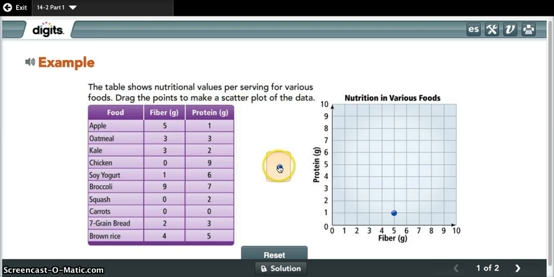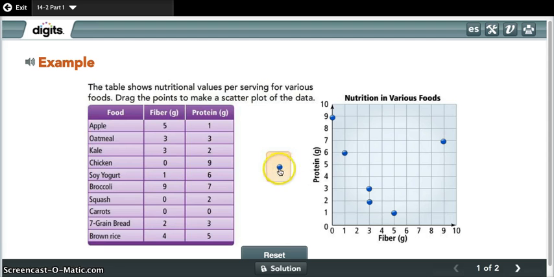Oatmeal is 3, 3. Kale: fiber is 3, protein is 2. Chicken: fiber is 0, protein is 9. When you're doing scatter plots, don't be afraid if you get one that's crazy off the regular chart. That's totally fine. 1, 6, 9, 7.